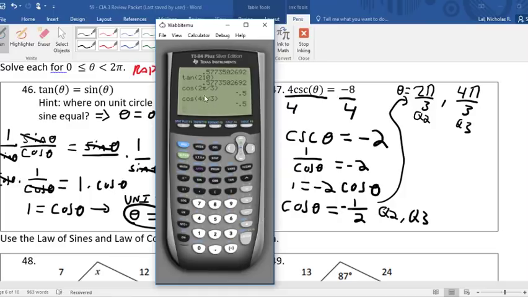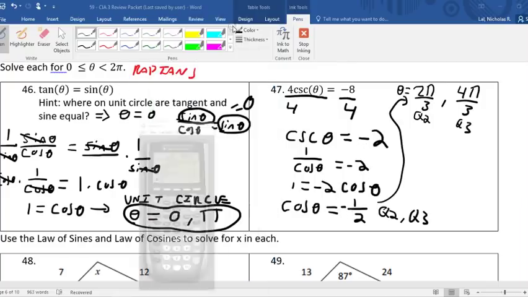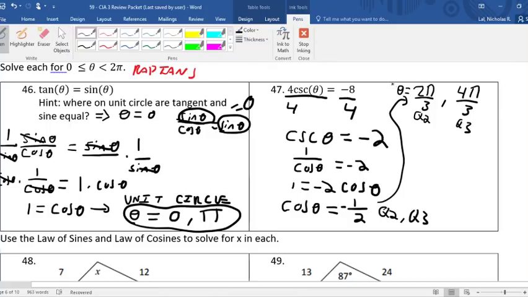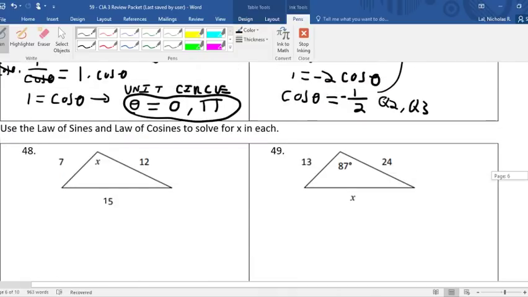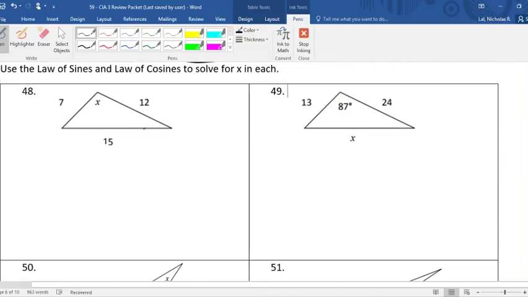So the cosine of 2 pi over 3 and 4 pi over 3 are equal to negative 0.5. And so that's equal to negative 1/2, so that shows our values from the unit circle are correct. So this is good to go. These are our values. Now we need to use the law of sines and cosines to solve for the triangle.